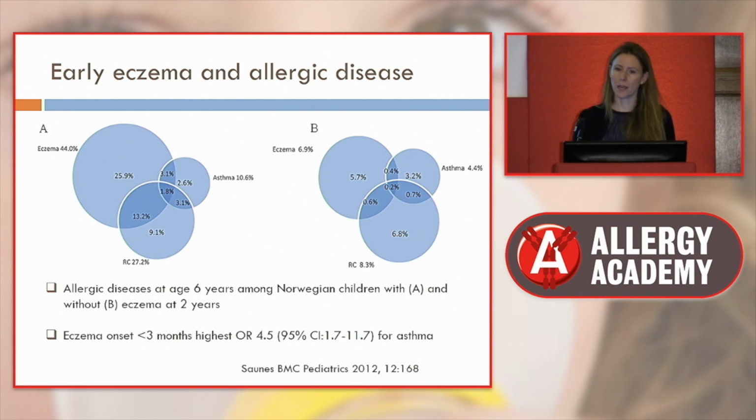Whereas if they did not have eczema at 2 years of age, by the time they were 6, asthma was only 4.4 and rhinoconjunctivitis was 8. And they found that if eczema was early in onset, i.e. less than 3 months, then this had the highest risk factor for asthma. And we also see this in food allergy.